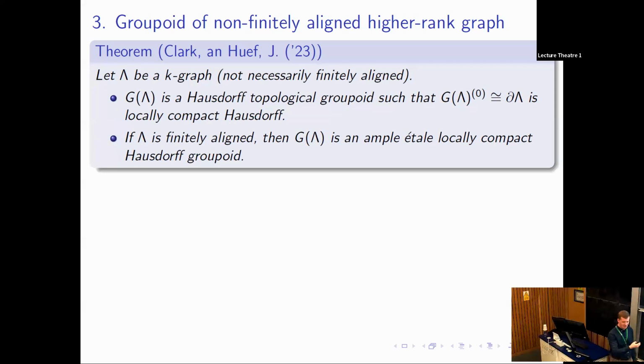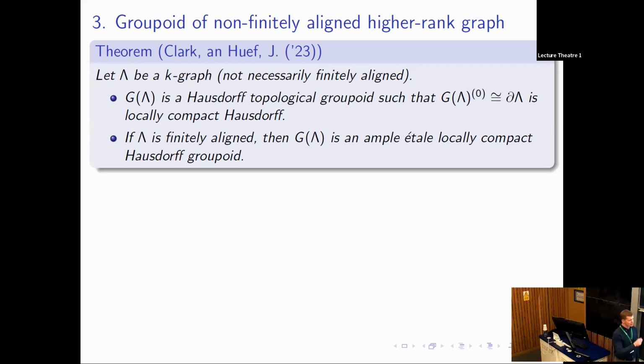for any K-graph, non-finitely aligned potentially, this groupoid is going to be a Hausdorff topological groupoid, and its unit space is locally compact Hausdorff. But when I say topological groupoid, I just mean operations are continuous. Again, we get the bare minimum out so far. It remains to be seen whether it actually fails to be étale and everything you would want in the general setting. I haven't written down an example yet, but there's reason to believe more changes have to be made. But at least so far, what we have in the finitely aligned setting reduces to an ample étale locally compact Hausdorff groupoid like you would expect out of the graph groupoids.